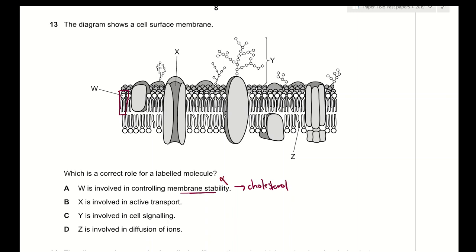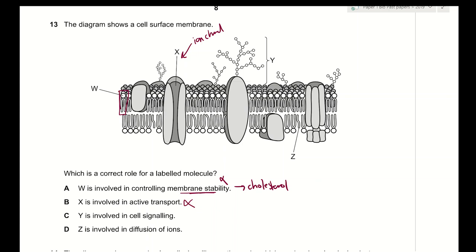X is involved in active transport. So, X here is an ion channel. And ion channels are always passive because they cannot use up energy. Therefore, they can never be involved in active transport. Therefore, this is incorrect.